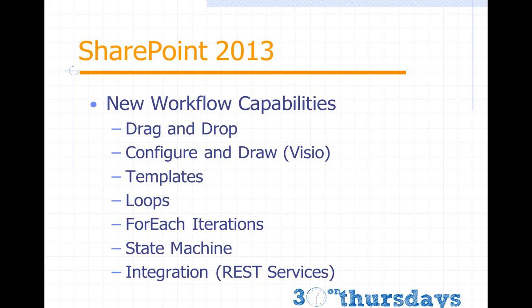Things like loops and for each iterations and getting into state machine workflow type of things, and then integration with REST services and using that for pulling in third-party data. So if we look back at that big list of everything that Nintex provided in SharePoint 2010, and you look at, okay, what of that list would drop off because it's now available in SharePoint 2013.